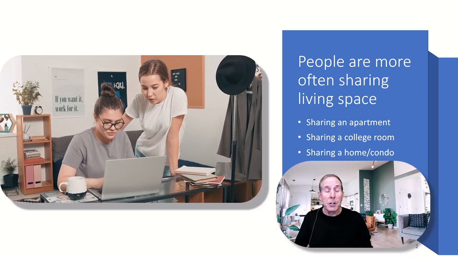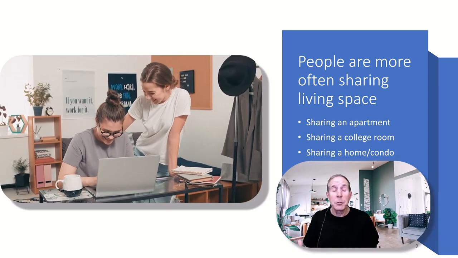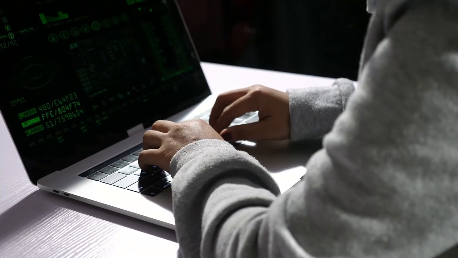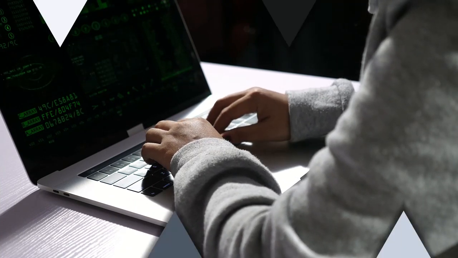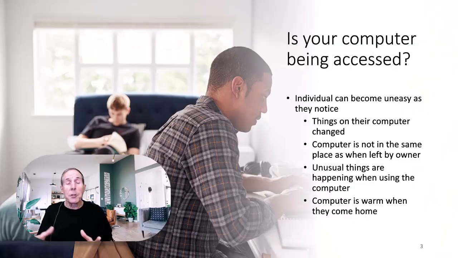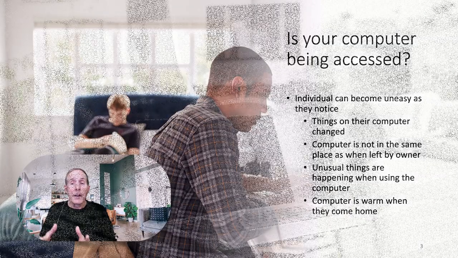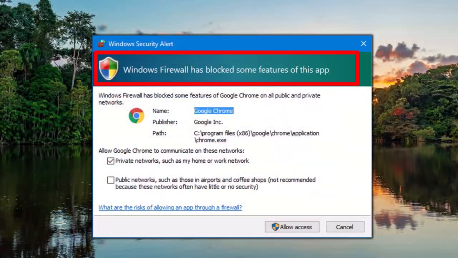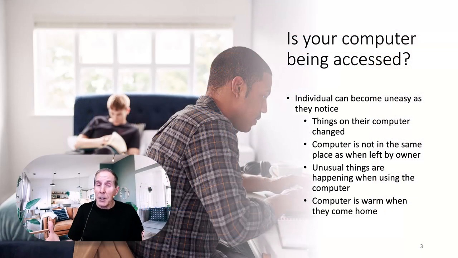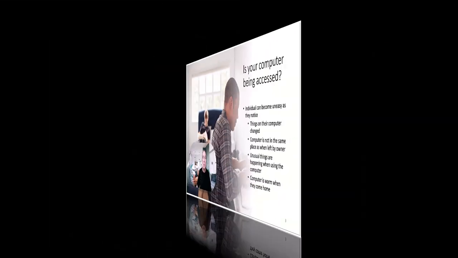And in that sharing of living space, sometimes you can become very uneasy, concerned about someone accessing your laptop or computer without authorization. They notice that things on their computer have changed. They notice that their computer is not in the same place as they left it. They notice unusual things happening on their computer. Or they come home from work and their computer is warm, and they know that should not be the case. Unauthorized access to your computer or laptop, you should take this very seriously.